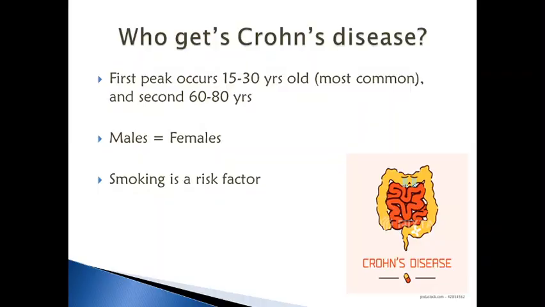Now, who is at risk of developing Crohn's disease? Crohn's disease affects two age groups, with two peaks. The first peak, which is the most commonly affected group, is between the ages of 15 and 30 years old. The second peak is between the ages of 60 and 80. Crohn's disease affects both genders, males and females, equally. One of the major risk factors for the development of Crohn's disease is smoking, and this is considered one of the modifiable risk factors.